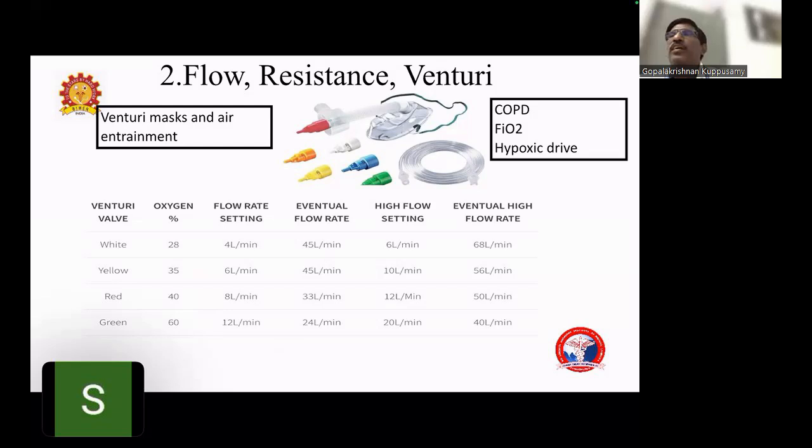Where is this important? In case of COPD or chronic obstruction, they have chronic hypercapnia. Carbon dioxide accumulation is there, so the carbon dioxide drive is blunted, and they have baseline elevated carbon dioxide levels. If we give a high FiO2 and oxygen, they will go into respiratory depression. Only the hypoxic drive keeps them breathing well. If you give excess oxygen, this hypoxic drive will get suppressed, so there will be respiratory depression.